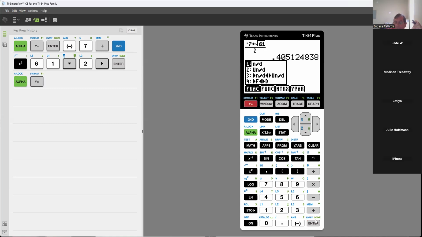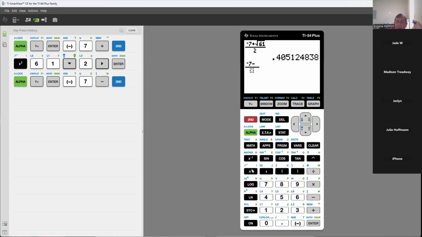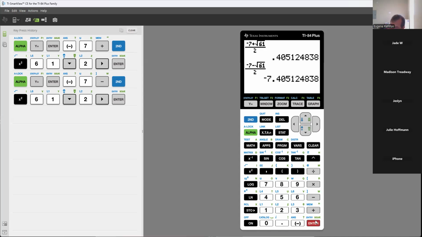All right, now let's do that again. Alpha y equals enter. I got -7 minus second x squared for the square root. Put in my 61. Arrow to the bottom. Put in my 2. Now you'll notice these are going to be the same decimals on these. So this one was a -7.405. The decimals will be the same on these. The only part different will be like the -7 in front of this one. The other one basically had a 0 in front, okay? All right, so I got my answers. Let's go to Math Lab and put these in.